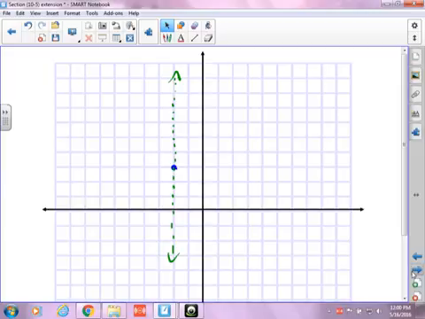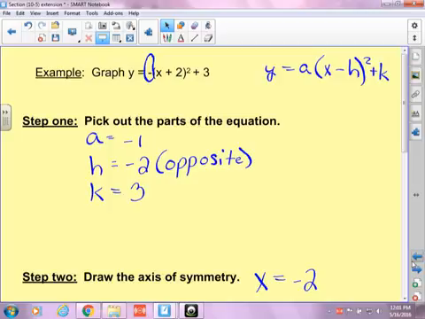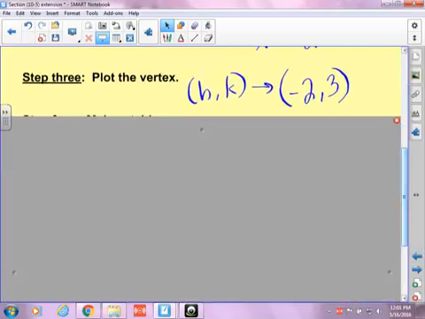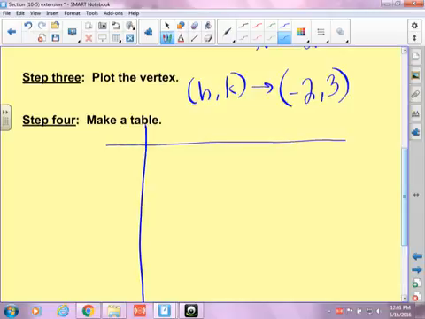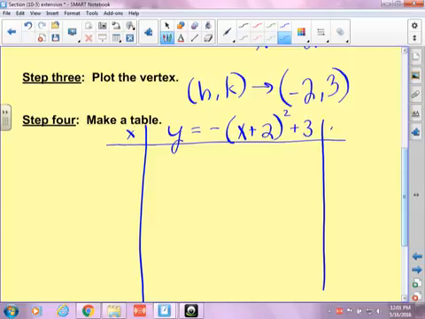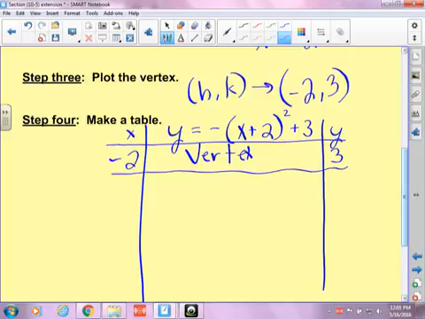Right. Now it's asking me to make a table. All right. So I'm going to go back through, and I know what my vertex is. So this actually goes pretty easy. I'm going to make my table. And I know what the vertex is. I don't have to do a lot of work, I just pluck it out.